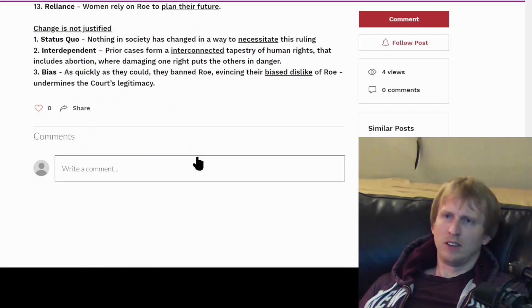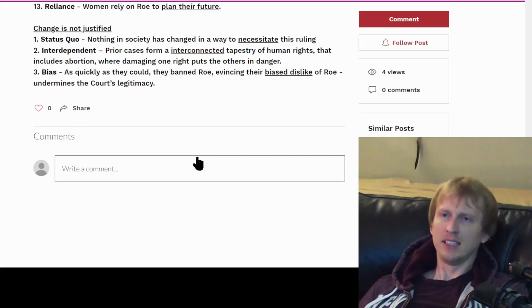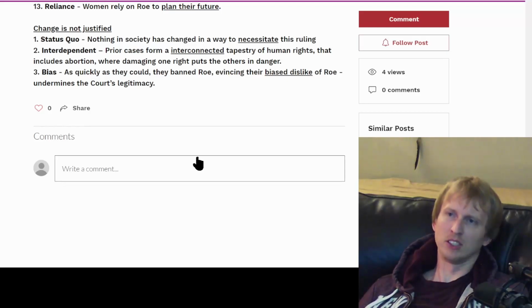And the last couple of arguments relate to the idea that change is not justified, or in other words, departing from Roe versus Wade is not justified. We kind of mentioned that earlier with the principle of stare decisis, but status quo: nothing has changed in a way so as to necessitate this ruling, so as to necessitate the overturning of Roe versus Wade. Everything's been going basically smoothly for 50 years. What's the problem, right?